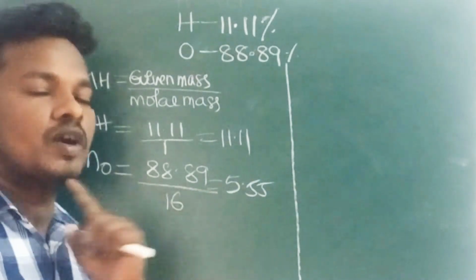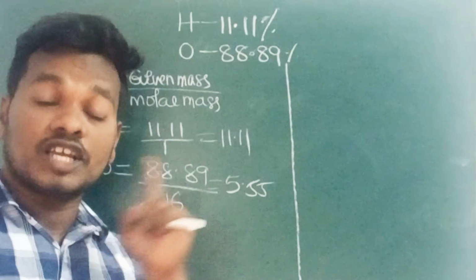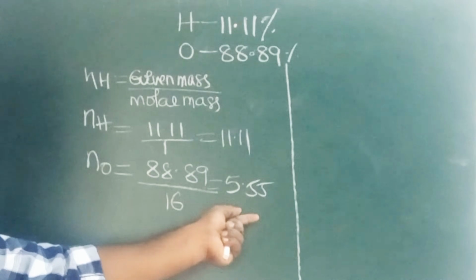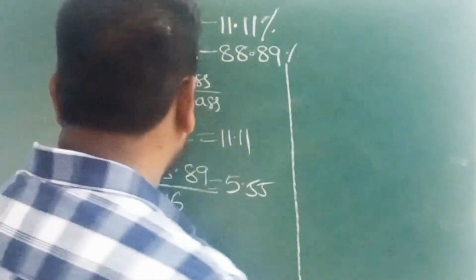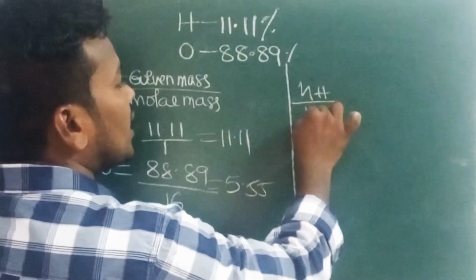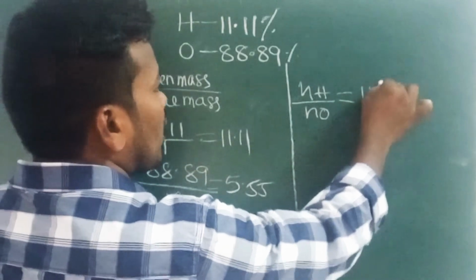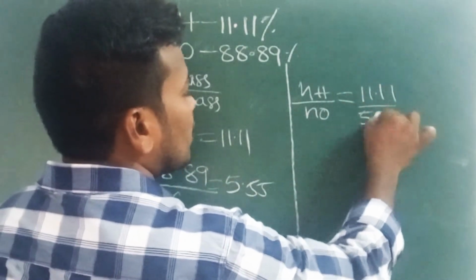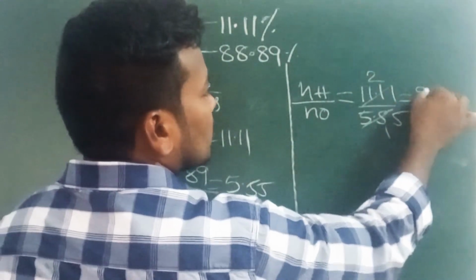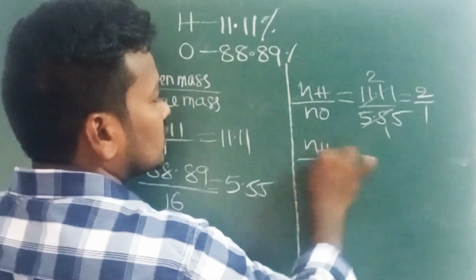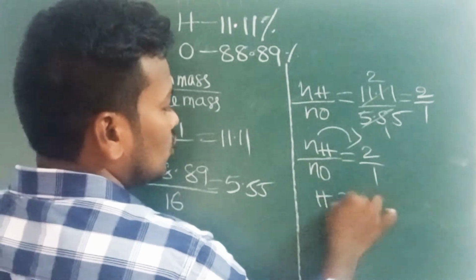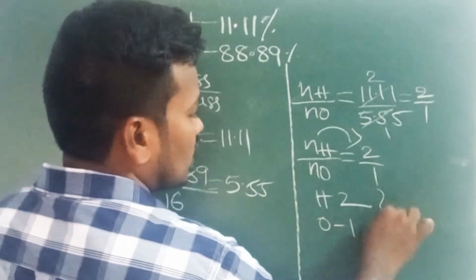First we find out the number of moles, then you take the ratio. What we have to do is divide by the smallest number of moles to get the ratio. Here the highest is hydrogen, so number of moles of hydrogen upon number of moles of oxygen is 11.11 upon 5.55, which is 2 by 1. Hydrogen is 2, oxygen is 1, nothing but H2O.